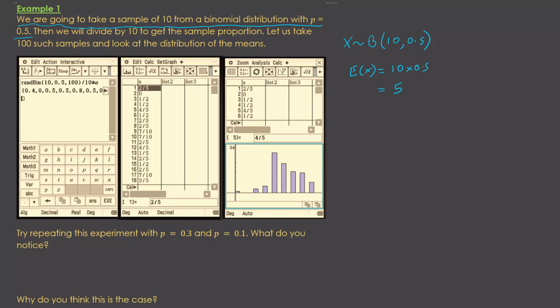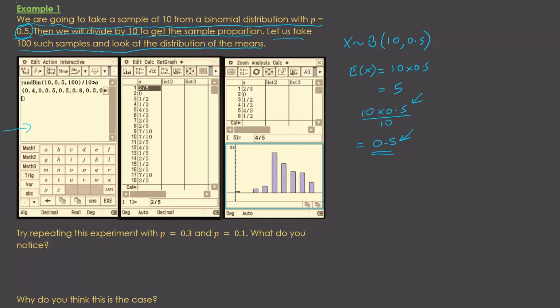But we're looking at the proportion, so we're going to be doing 10 times 0.5 divided by 10, which is 0.5. Now it should be clear, if the probability is 0.5, that we would have an expected proportion of 0.5. So that's the bit where we divide by 10 to get the sample proportion. We're going to take 100 such samples and look at the distribution of the means.